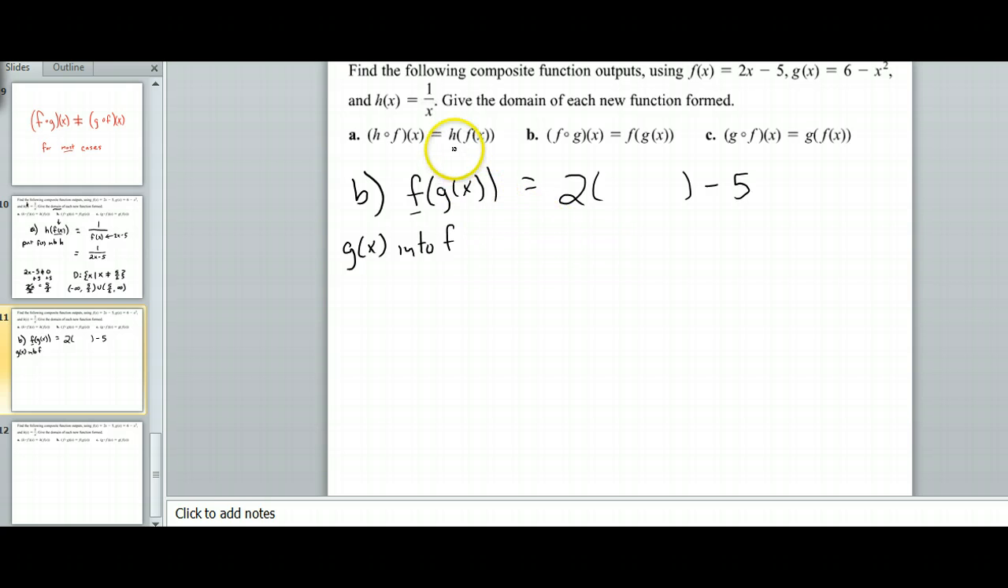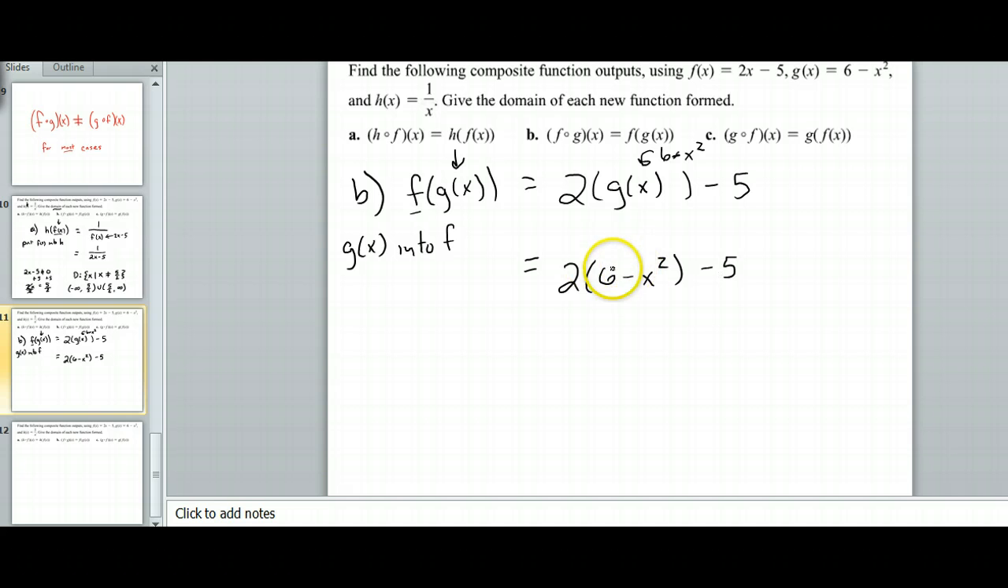Alright, well what's the input? The input is g of x. So we're going to double g of x and then we're going to subtract 5. Alright, well g of x is 6 minus x squared. So we're going to replace that with 6 minus x squared in that parentheses, and we get 2 times 6 minus x squared, minus 5.